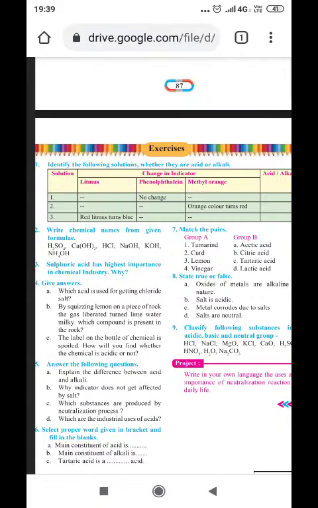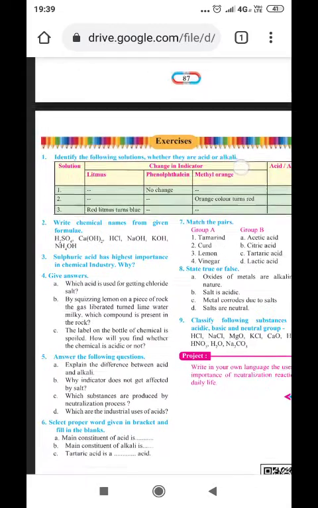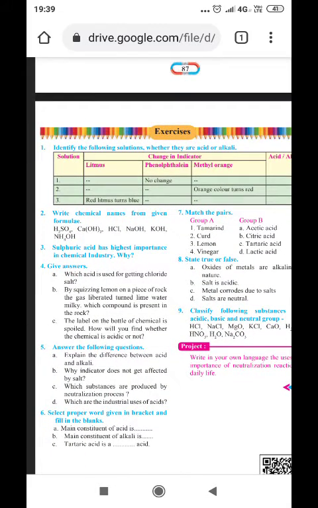So here we have discussed the acids as well as bases, their uses, and neutralization, which is nothing but the mixing of acid and bases to form salt and water. Here we have completed this lesson of acids, bases, and salts.